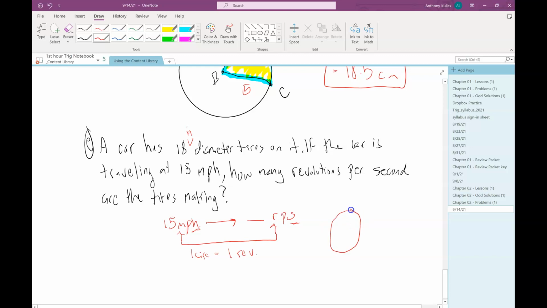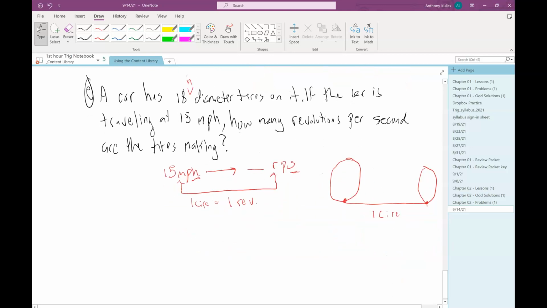So like, imagine here's your tire on the ground, and it spins, and you end up somewhere here. This is going to be 1 circumference that it covered. Because if I take this piece and wrap it around, it should be the tire. So that's the trick. Okay? So for us, 1 circumference is going to be 2 pi r. The diameter is 18, so the radius is 9.